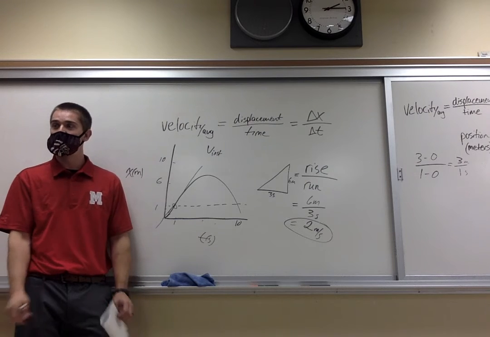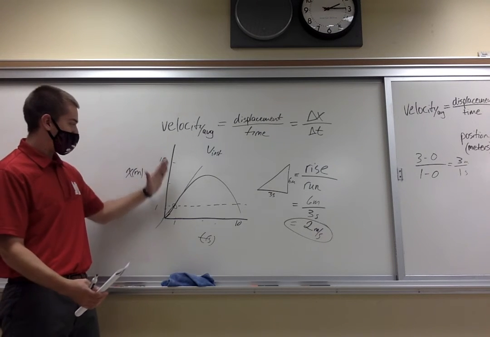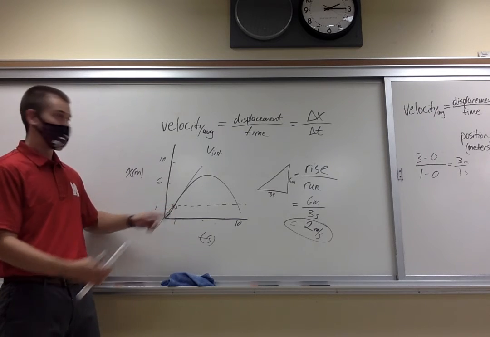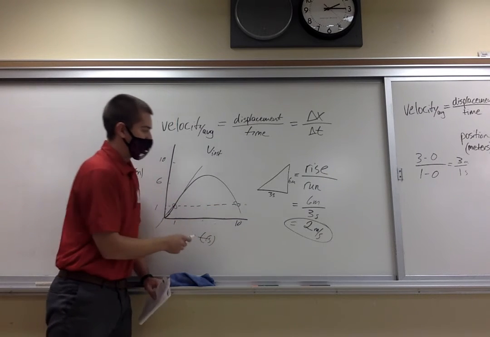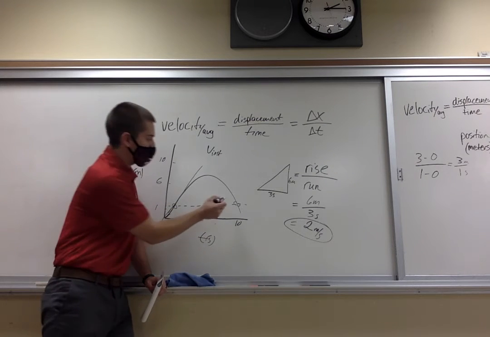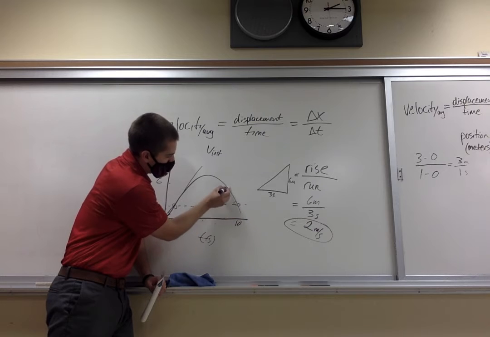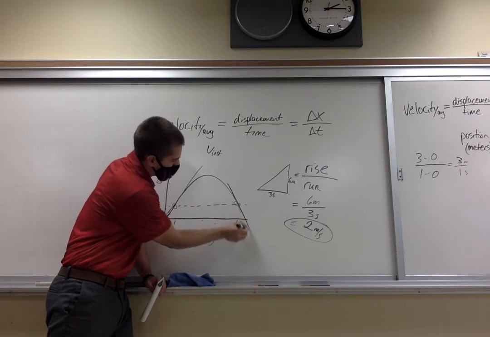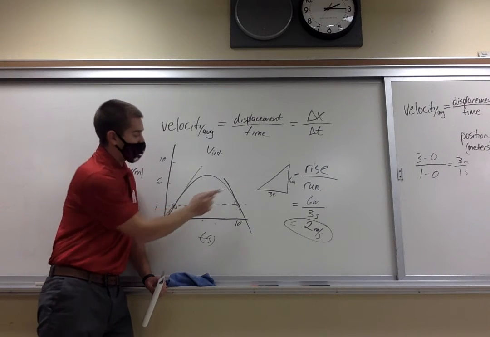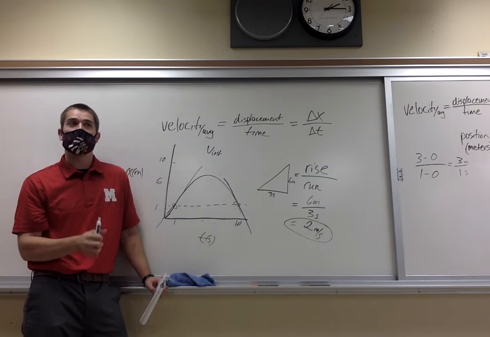But if it's a curve, I have to take a line and basically touch it to the curve at one specific point. If I want the slope of that line, which would be the instantaneous velocity, I'm going to draw a straight line. I'm not going to do it very well. And I'm going to touch the curve at one point. That slope would be the velocity at that moment in time.